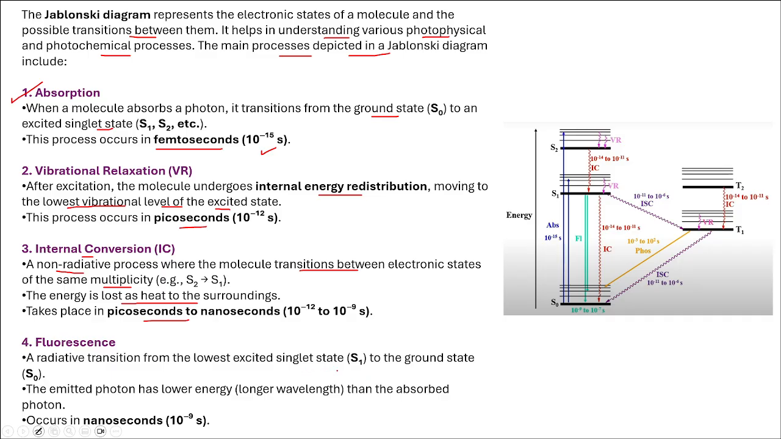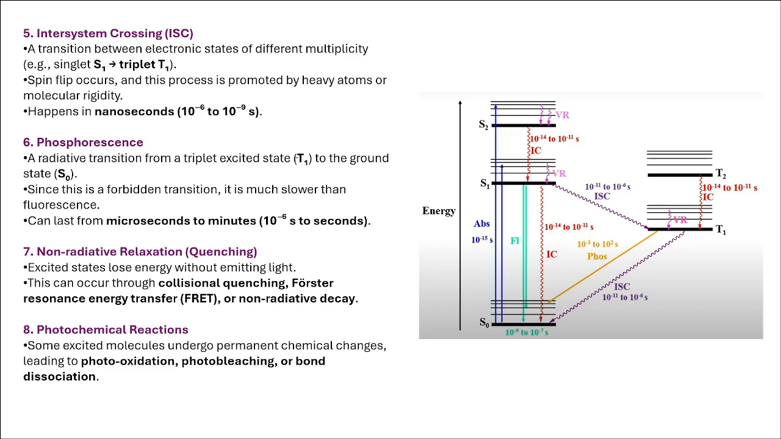In fluorescence, there is an electronic transition from the S1 state to the S0 state. Now, intersystem crossing, we already discussed, is from the singlet to the triplet state. We observe the phosphorescence phenomenon whenever there is a transition from the triplet excited state to the ground state, that is S0. It happens in microseconds or minutes.